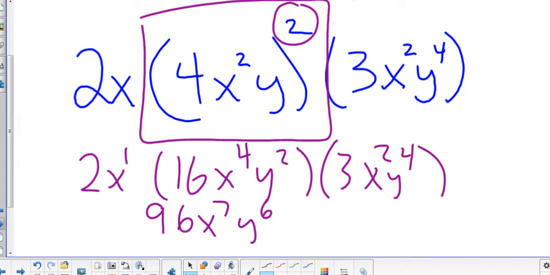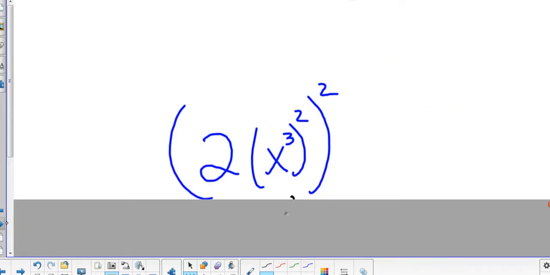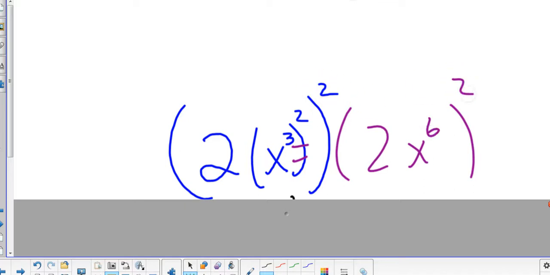Alright, so order of operations, parentheses first. Now this squared is only controlling the x to the third, not this 2. So I'm thinking of it as 2x to the sixth, now to the second.